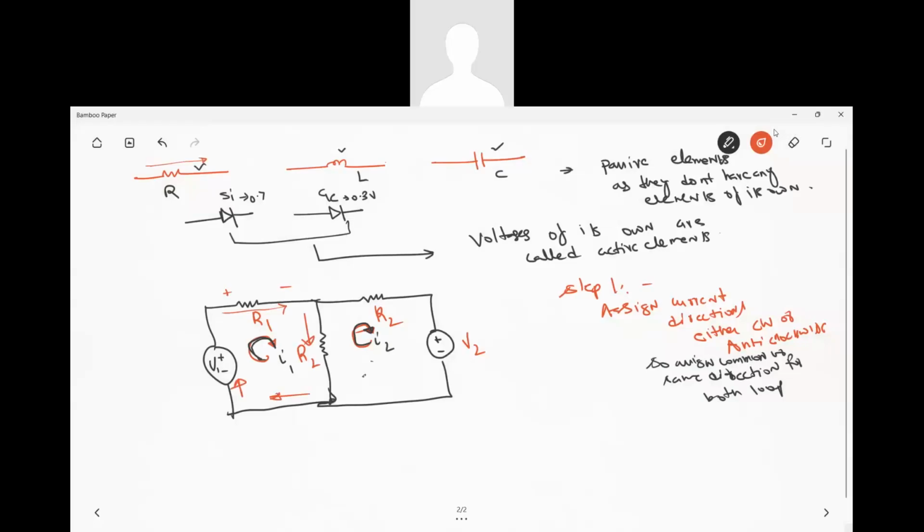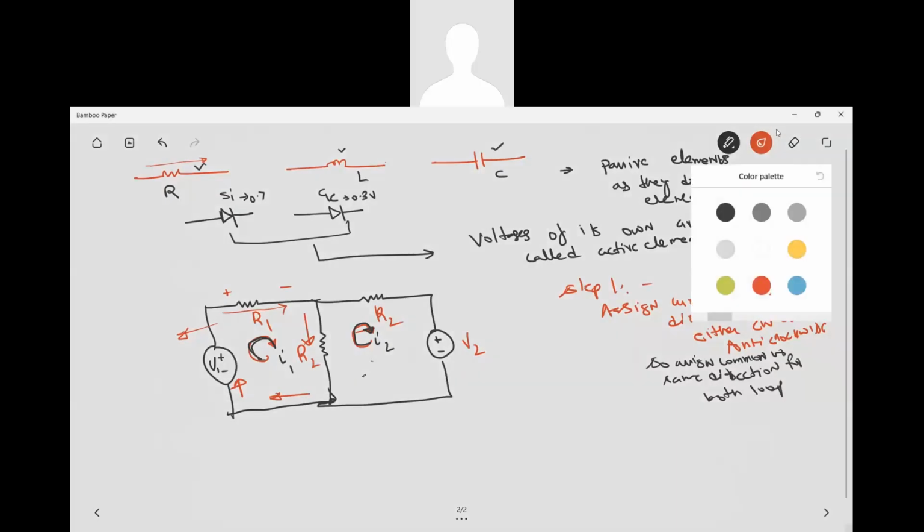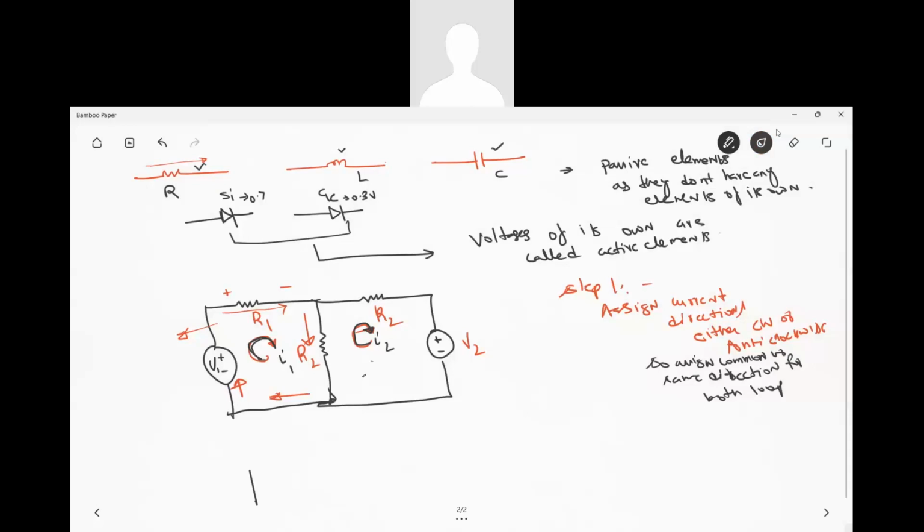Now, what did I tell you? If I want to write KVL for this loop, I have an individual loop here. This is my individual loop over there. So, KVL for loop 1. What is my loop 1? This is my loop 1. Plus minus V1, correct? Then R1 and R2. But if you notice here, this is a branch resistor, R2.